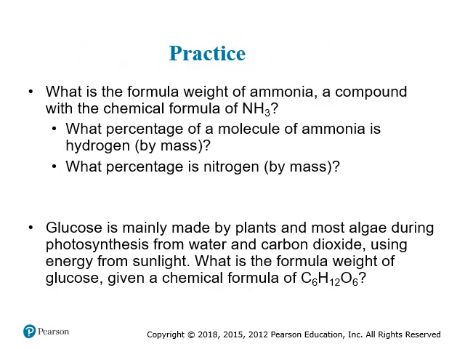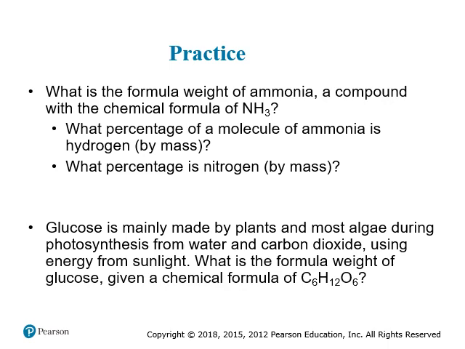I'm going to leave you with a few practice problems for you to take a look at in order to prepare you for ultimately what is to come, whether it be an upcoming quiz or an exam. What is the formula weight of ammonia, a compound with the chemical formula of NH3? What percentage of a molecule of ammonia is hydrogen and what percentage is nitrogen?